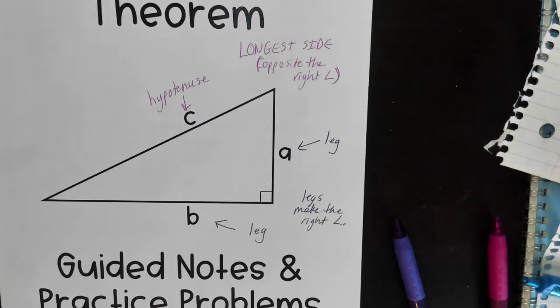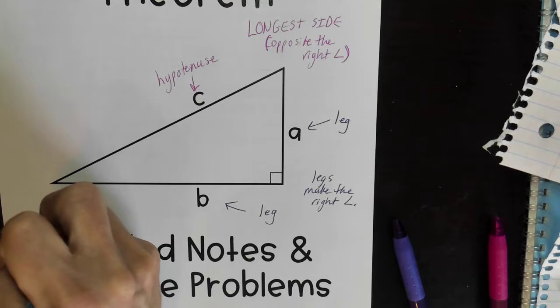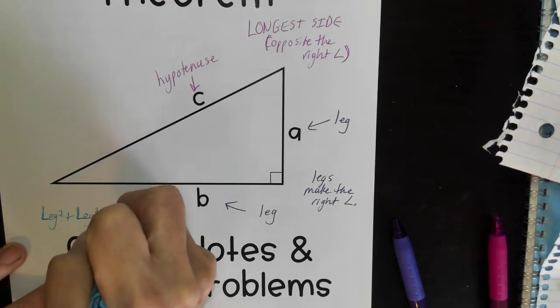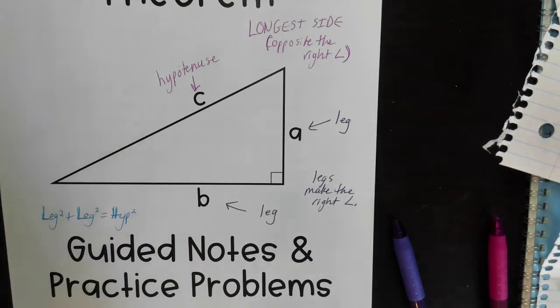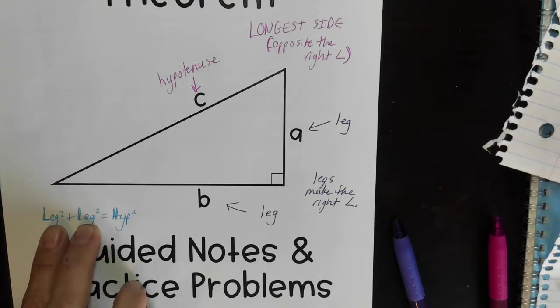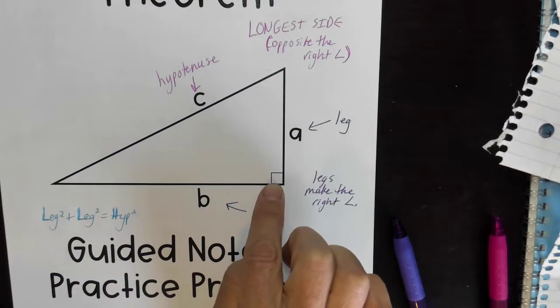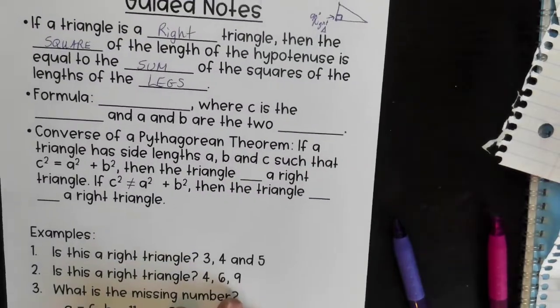Most textbooks and stuff will use a squared plus b squared equals c squared. I honestly, myself, prefer using leg squared plus leg squared equals hypotenuse squared, just because that makes sure that kids don't mess up with their A's, B's, and C's. They remember that the legs are the two shortest sides of your right triangle, and the hypotenuse will always be the longest side that's opposite your right angle. All right, back to those guided notes.